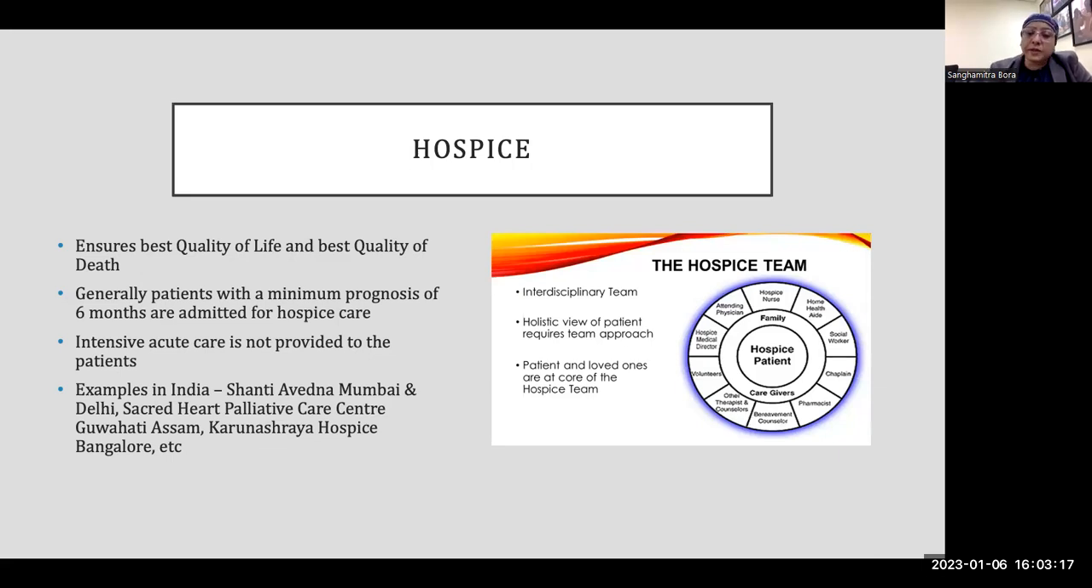There are many hospices right now in India. The oldest one is definitely the Shanti Vedna Hospice in Mumbai. There is another branch of it in Delhi also. In Assam, we have this Sacred Heart Palliative Care Center, which is run by nuns. The nuns are all trained in palliative care. Okay. And people from Andhra and that side of Bangalore must definitely know about Karunashraya Hospice in Bangalore.